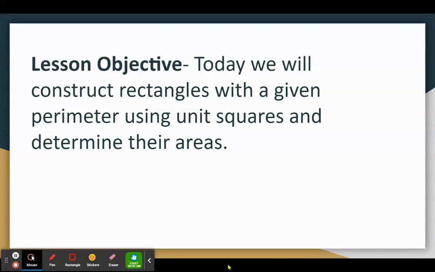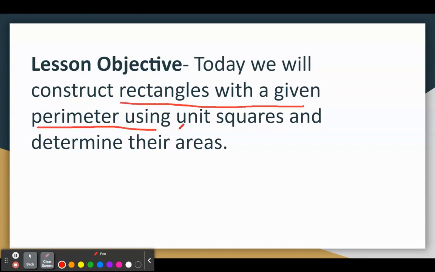Let's take a look at today's lesson objective. So today we will construct rectangles with a given perimeter using unit squares and determine their areas.